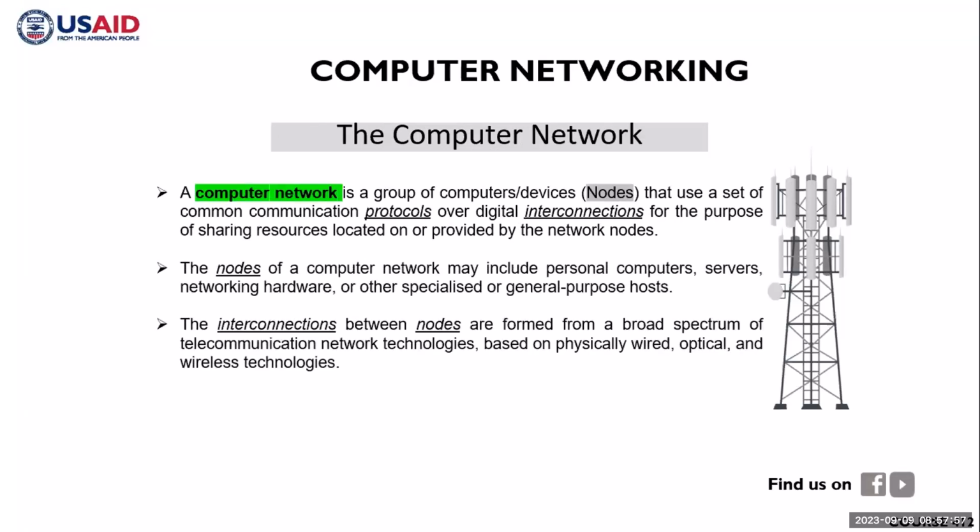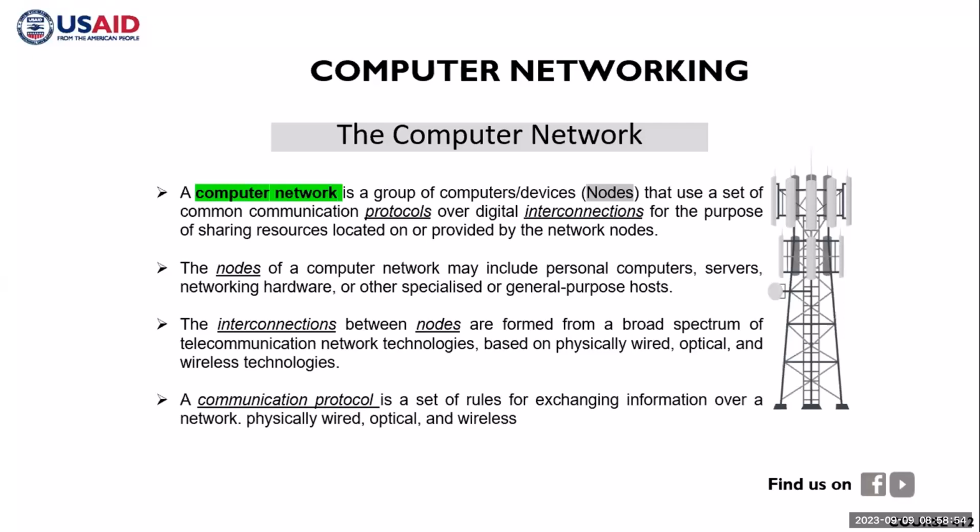As I've said, the basics of a computer network is your computer devices, or what we call the nodes, and other devices. They are normally connected and communicate with each other using a set of communication protocols. The purpose of the interconnection is to share resources provided by the network nodes. Your nodes are normally personal computers, servers, network hardware, and other general purpose hosts. The interconnection between nodes is normally done using broadband RF spectrum, or they may be physically wired, as I've said. For example, in O-RAN, the backhaul is connected by fiber optic cables. And of course, the last is the communication protocol, which is the last topic of the introductory course, which is TCP/IP.